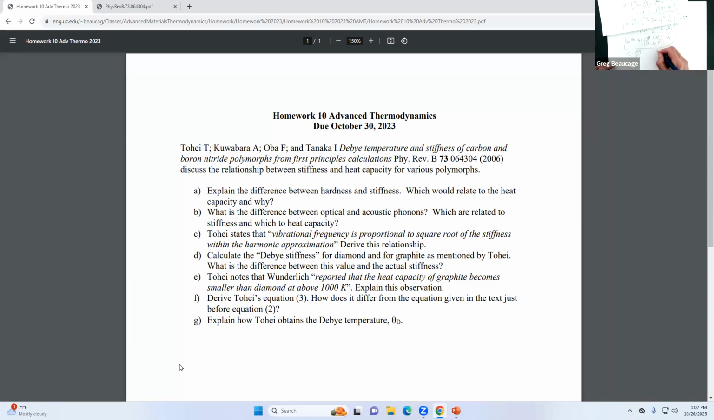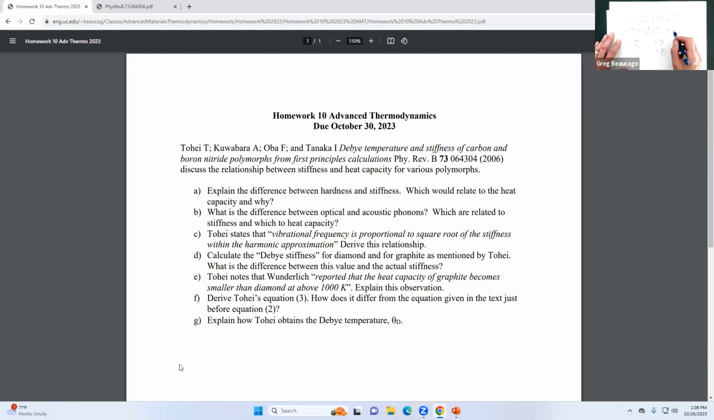Let's see. xd is h bar omega d over k. It doesn't depend on temperature. Oh, but the xd doesn't depend on temperature, but this x does depend on temperature. So x is h bar nu over kT. So there's a T in this kind of weird integral equation, right? Making it impossible to solve, as far as I can see.